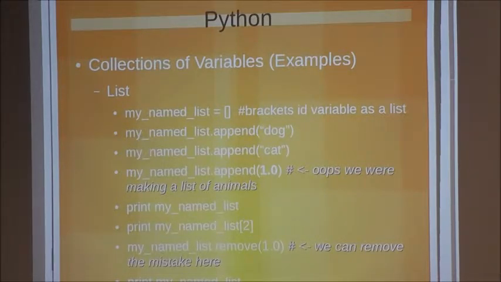So here's an example of a list. Here you could instantiate your list. You can append different things into it. Say we had a list of animals. We appended dog, and we appended cat, and then we appended 1.0. Where did that 1.0 come from? Oops, we didn't want that, right? So you can get rid of that if you want to. Remove anything that's an integer. Remove anything that doesn't match what you're looking for.